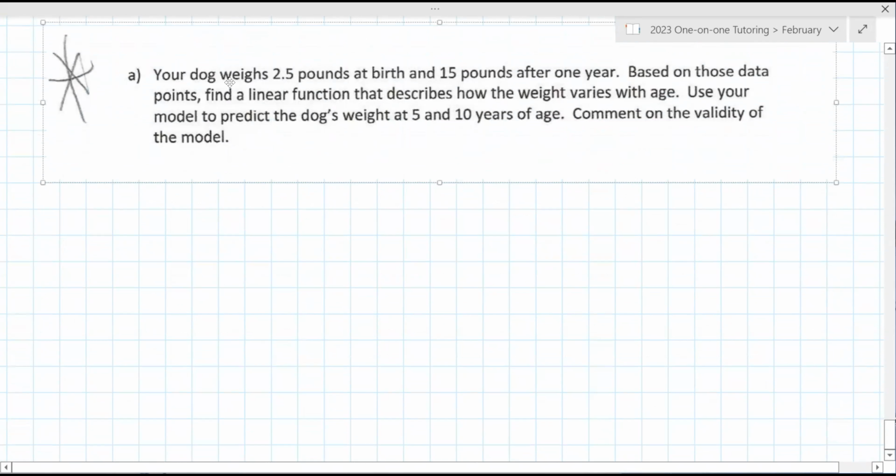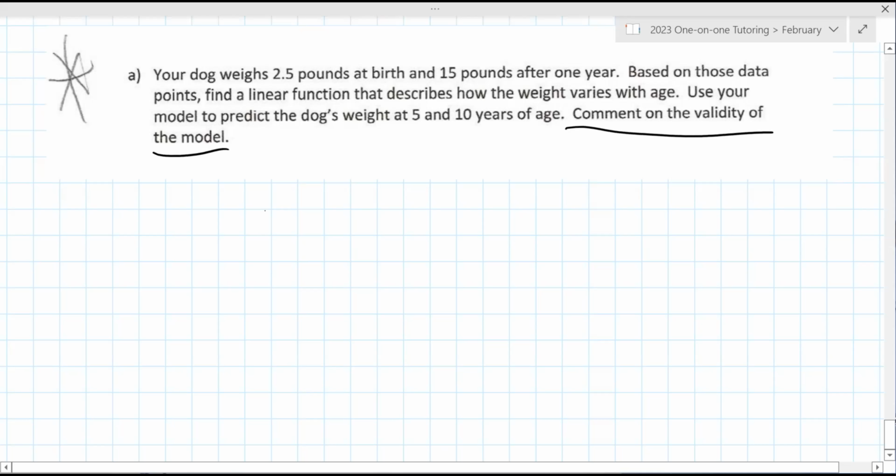All right, your dog weighs 2.5 pounds at birth and 15 pounds after 1 year. Based on those data points, find a linear function that describes how the weight varies with age. Use your model to predict the dog's weight at 5 and 10 years of age. Comment on the validity of your model.